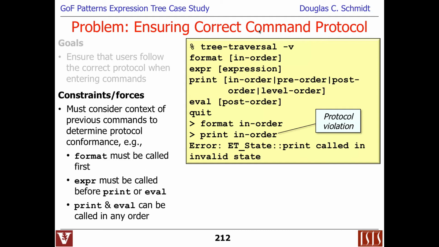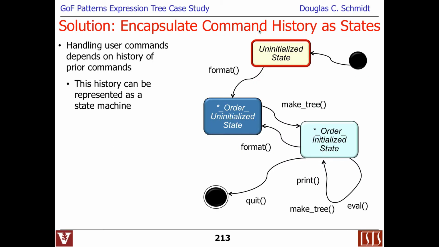So what we want to be able to do here is keep track of this stuff. The way it's going to work is we're going to use the state pattern to keep track of which operations are legal depending on what state the object is in. So we're going to have a thing that keeps track of the state of the program, called the tree context, or the context. And when you make operation calls, depending on what state you're in, the operations will actually do different things. It's kind of cool. So here are some of the constraints for our particular program. Format must be called first. Expr must be called before print or eval. Print and eval can be called in any order, and so on.